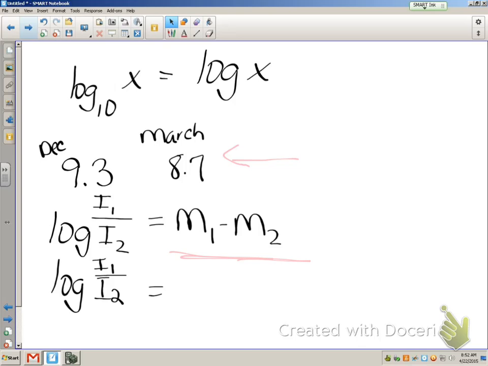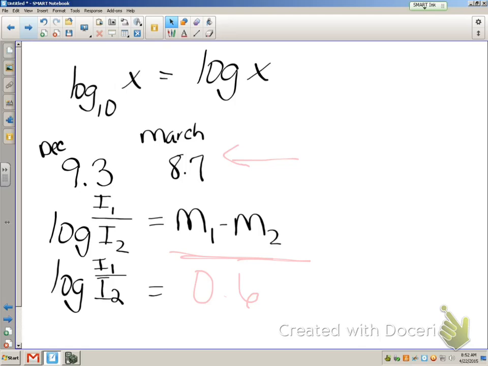So what I want to do is I want to plug it in. The magnitude is 9.3 of the first one. The second one is 8.7, so I'm going to subtract those two, and I get a difference of 0.6. So I have log of the intensity levels, that I don't know what those are, equals 0.6.